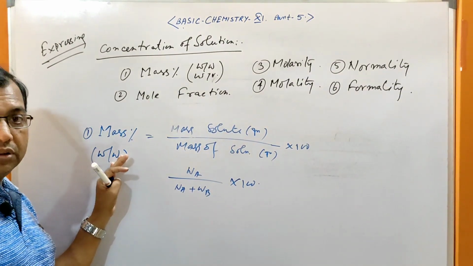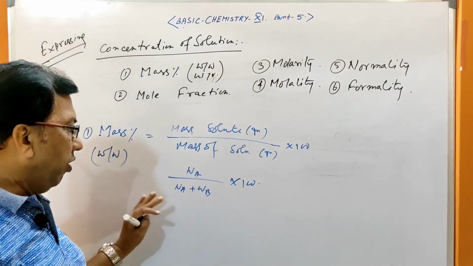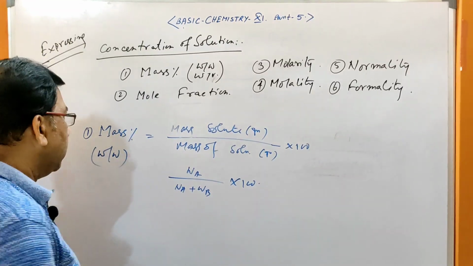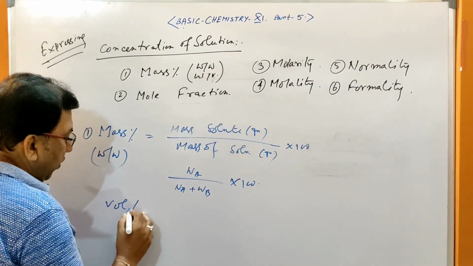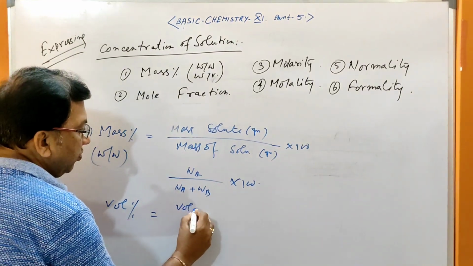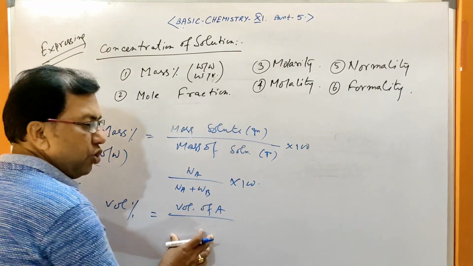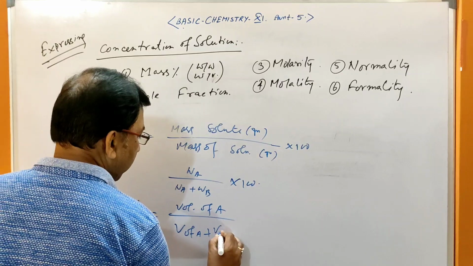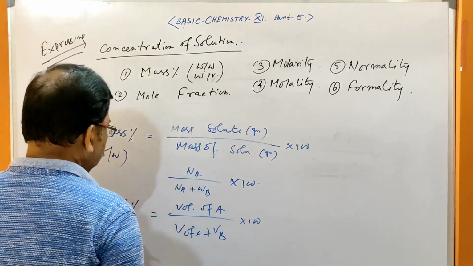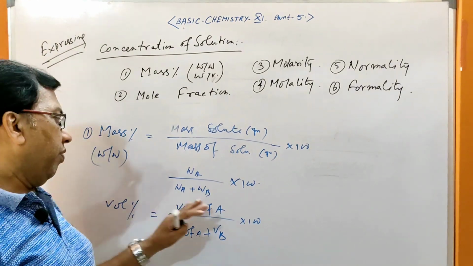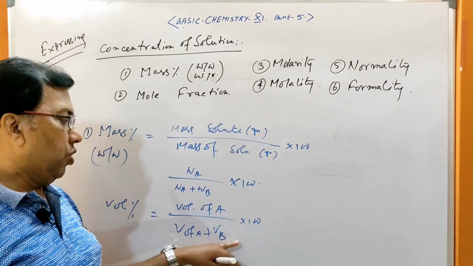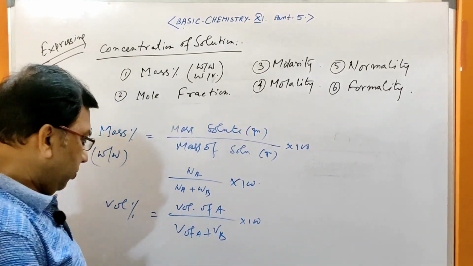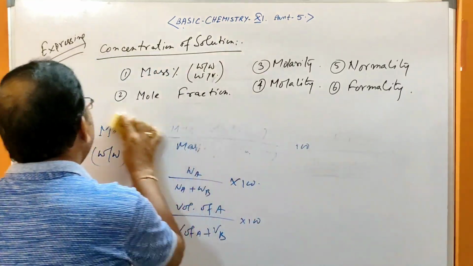W by W. Okay, you can also convert to volume: volume of A and volume of A plus B into 100. In terms of volume percentage, instead of mass percentage, you can also write volume percentage. So volume of A, volume of solution means A plus B, that means volume of A plus volume of B, into 100. This is the volume percentage. Volume of A over total volume of the solution into 100. Clear?